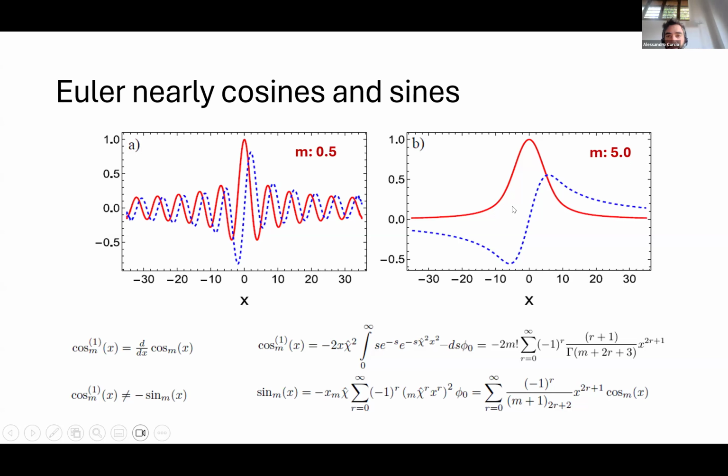We show some plots of the nearly cosine for m that is not an integer, so it's 1/2. And so actually it's the cosine, the red one, and the sine, the blue one, and also for m equal to 5. So also here you see a very strong difference. For larger m, you pass from something oscillating to something that is having, let's say, half an oscillation in some sense.